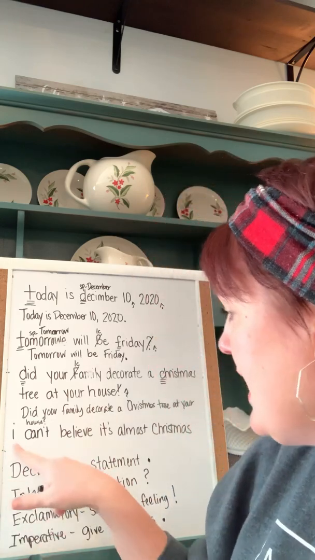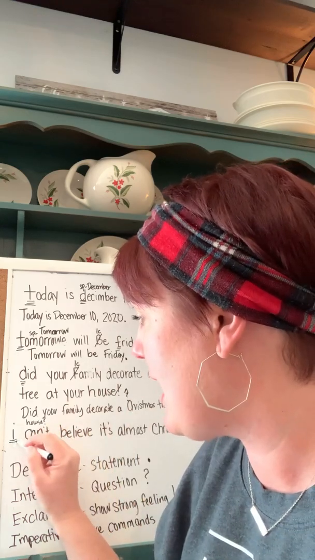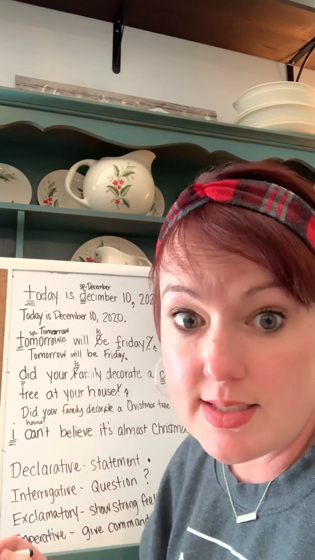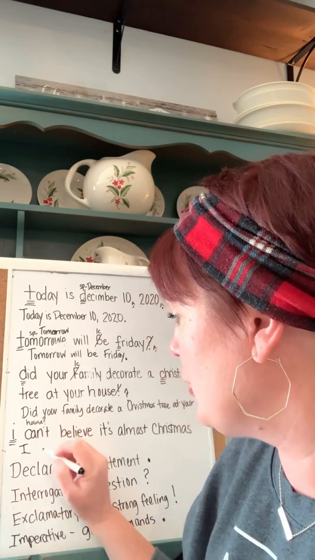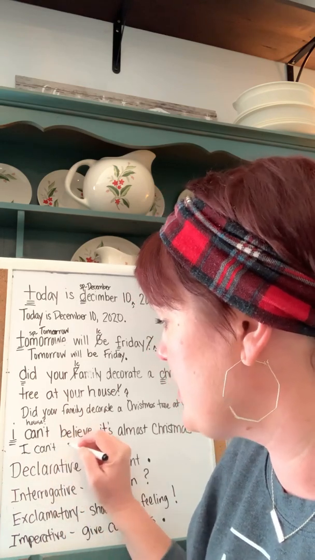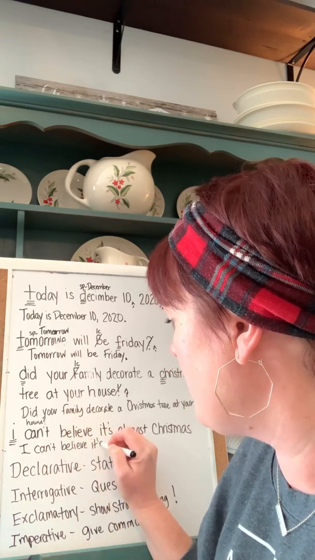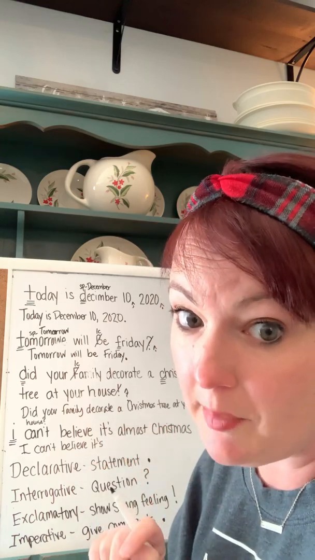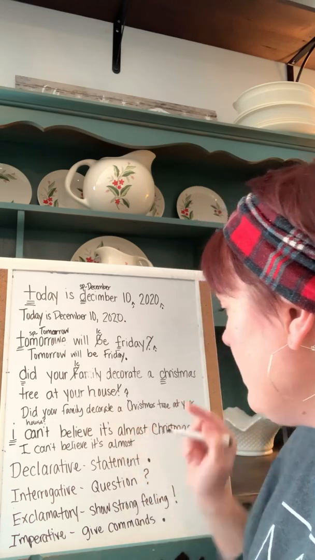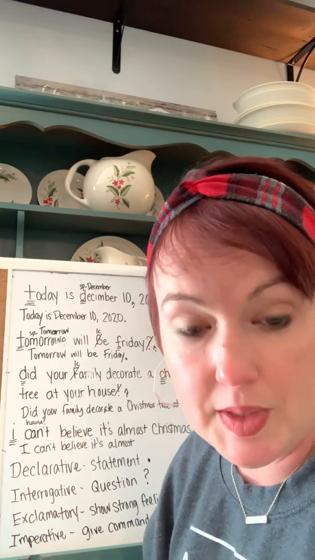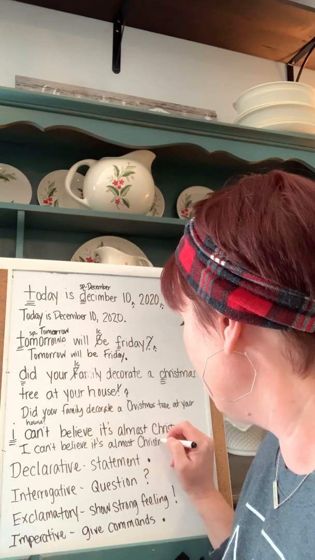All right, last one. I can't believe it's almost Christmas. Capitalize that I. It's the beginning of a sentence, plus you're going to learn this. We always capitalize the word I. Can't looks good. Believe looks good. It's looks good. And if you'll notice, it has an apostrophe. That is a contraction. We're going to be learning about that soon too. Almost. And here, Miss Whitley finally got it right. I wrote Christmas with a capital letter, just like it should be. So Christmas is good.